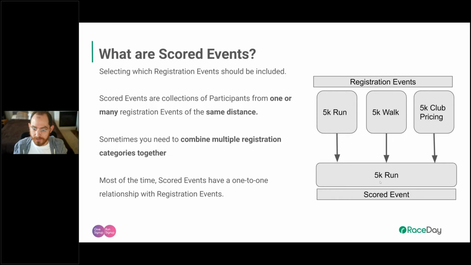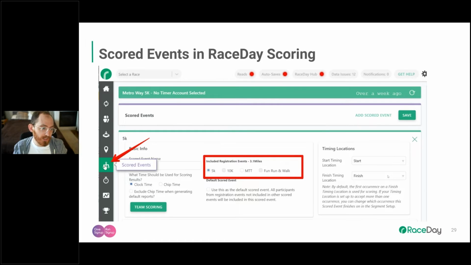There's registration events and there's scored events. Registration events are like where the data is coming from. Scored events are like, hey, how do I want to combine that data together? So you'll see on the left here, scored events. And you'll see that you can go ahead and select these checkboxes for each of the registration events you want to include.